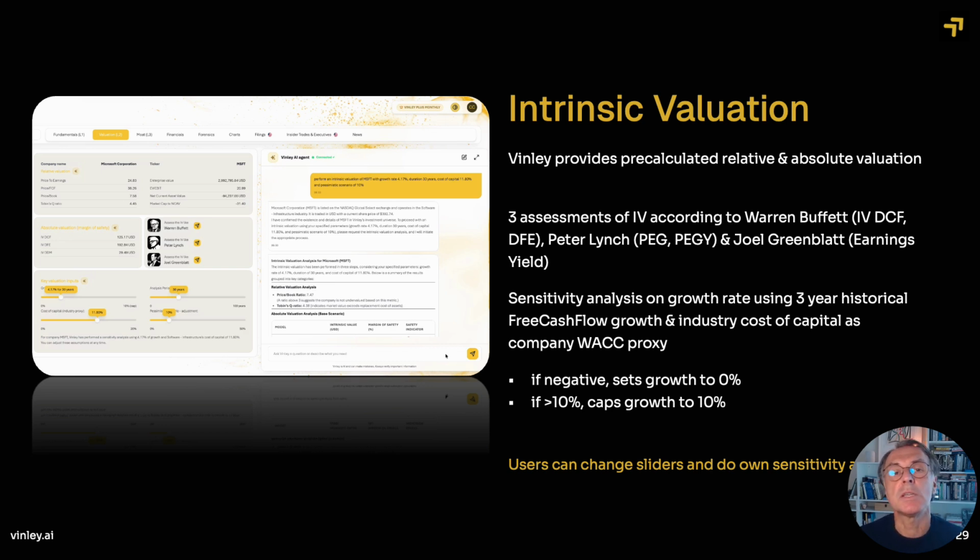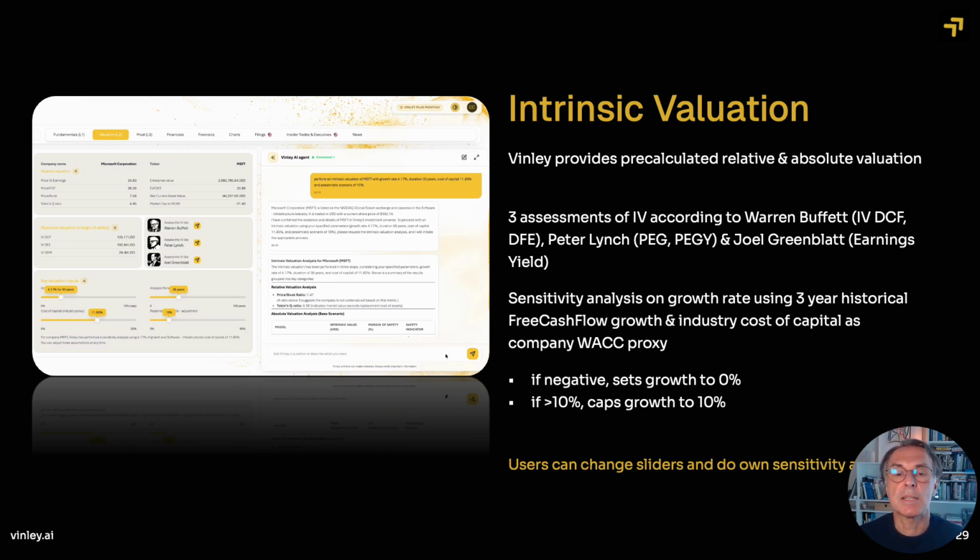And we are using from New York University, so this is what Aswath Damodaran is doing with his students, and I'm thankful for that. He knows that we are using his database. When we have to calculate the intrinsic value, it actually uses the industry cost of capital as a proxy for the company. And it analyzes those 2 variables per default.